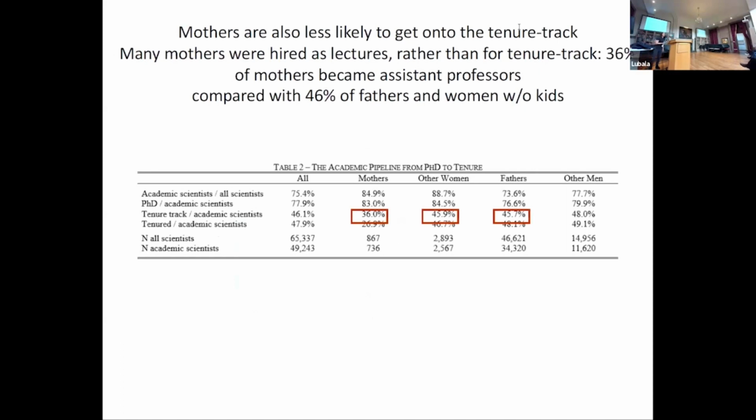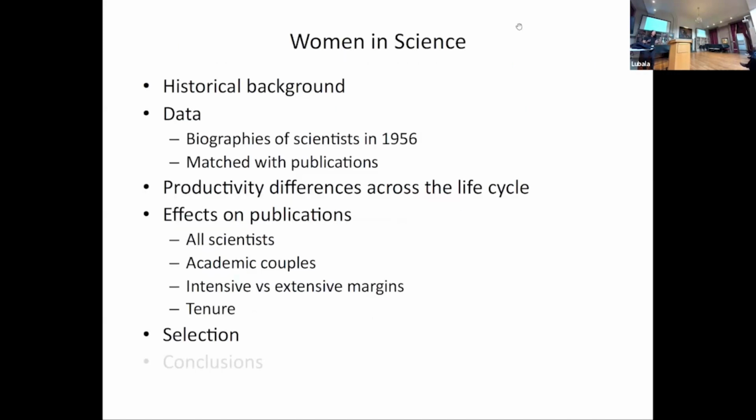Also, mothers are much less likely to enter the tenure track. So whatever I'm showing you already is conditional on getting mothers onto the tenure track. But mothers already face a barrier there, at least in our historical data. So why is there a selection?